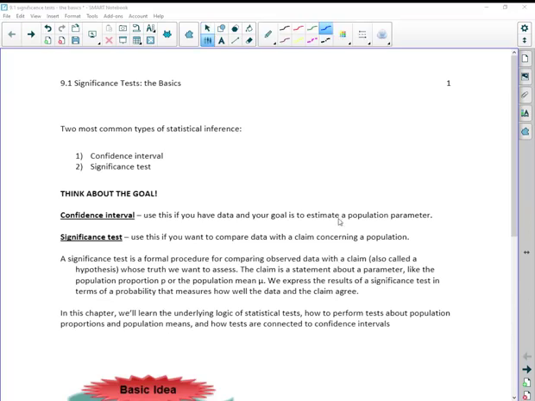9.1, significance tests, the basics. Last unit in chapter 8, we were working on confidence intervals, one of the most common statistical inference methods. And that was nice because it gave us a window of values that were reasonable values for when we went out there and did a sample, and what window might be reasonable to think that it was a parameter. But chapter 9, what we're starting right now, is significance tests.